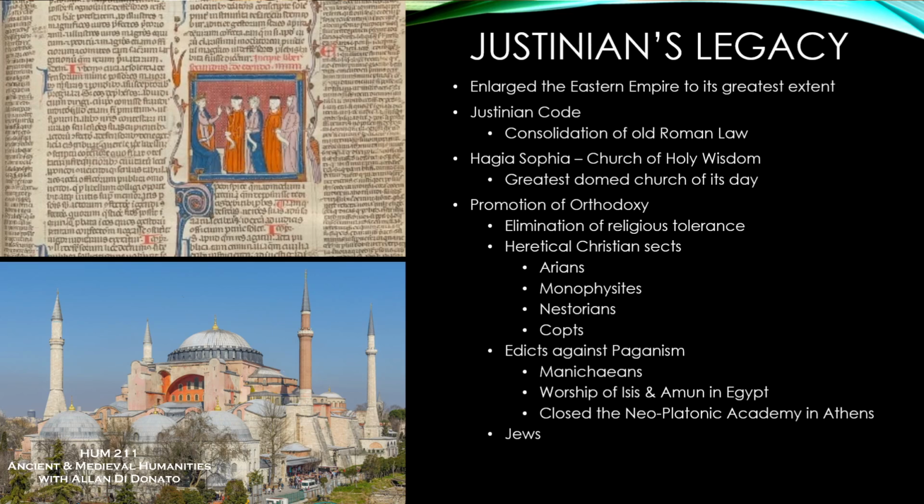So some of the heretical sects that he was opposed to were things like the Arians, the Monophysites, Nestorians, and Copts. Monophysites particularly after the death of his wife, because remember, she was a Monophysite. But then he also issued edicts against some of the pagan things that were still around. Manichaeism, which technically wasn't pagan, but Manichaeism was attacked, as well as cults like the cult of Isis, which was still around in certain fashion, the worship of Amun in Egypt.